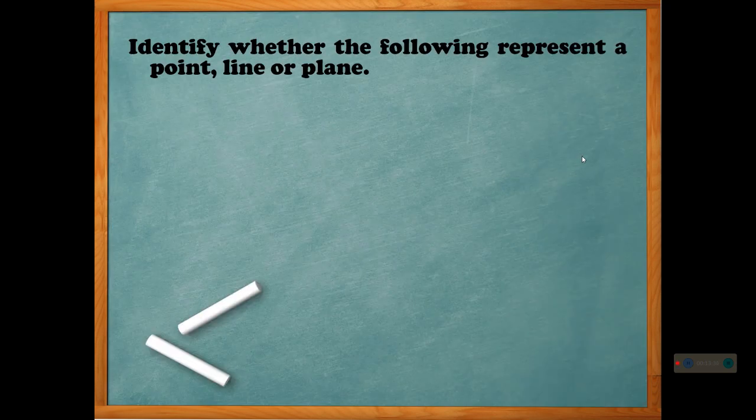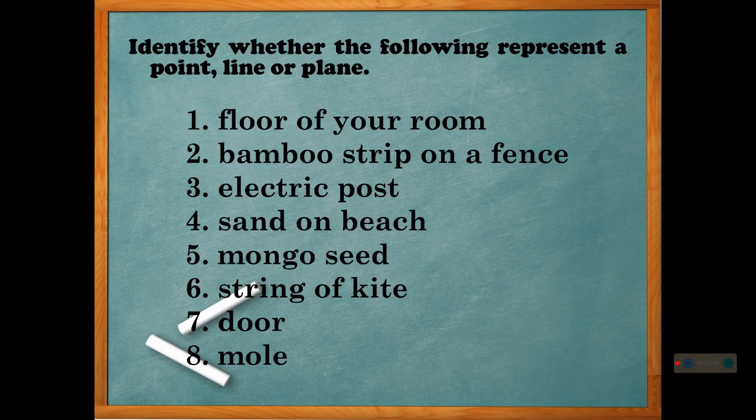Okay, so let's have this again. Identify whether the following represent a point, line, or plane. So we have the floor of your room, that will be a plane, correct. Bamboo strip on a fence, line is correct. Electric post, line is also correct. We have sand on beach, point is correct. Mango seed, correct, that is a point. String of kite, yes, that is a line. How about door? Correct, that is a plane. How about a mole? Correct, that is a point.